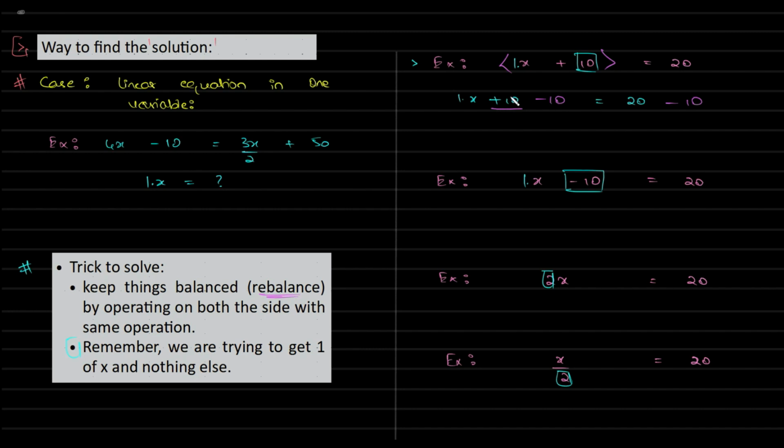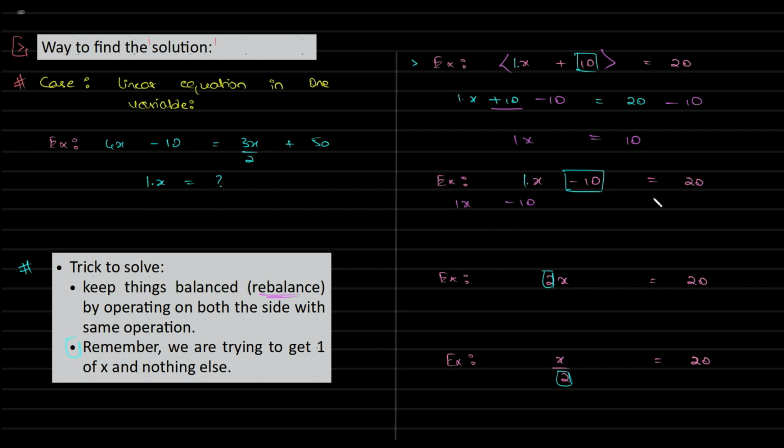So what will happen? Plus 10 minus 10 will cancel each other. I'll have 1x is equal to, and this is simple math, 20 minus 10, that is 10. And we got the answer. This is the solution of this particular equation. 10 plus 10 is 20. So 20 is equal to 20. It's a true statement.